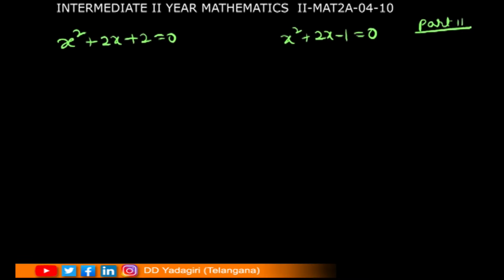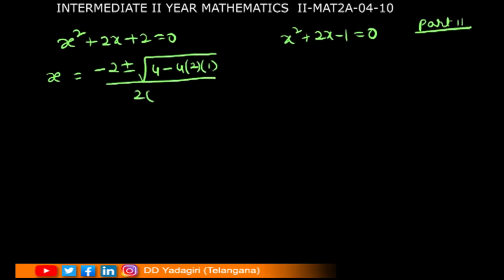Let us see the roots of these two quadratic equations. x is equal to minus b plus or minus under root b square minus 4ac by 2a. Is it not? అవునా కదా? సూత్రం ప్రకారం వర్గ సమీకరణాలకి మూలాలు ఏంటి? మైనస్ బి ప్లస్ ఆర్ మైనస్ అండర్ రూట్ బి స్క్వేర్ మైనస్ 4ac by 2a.